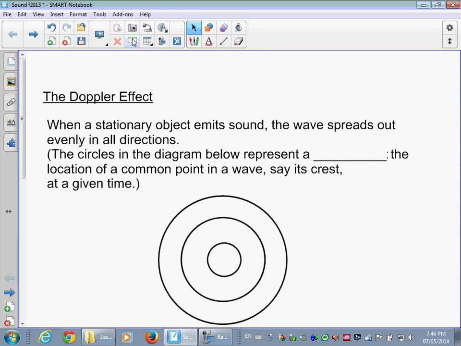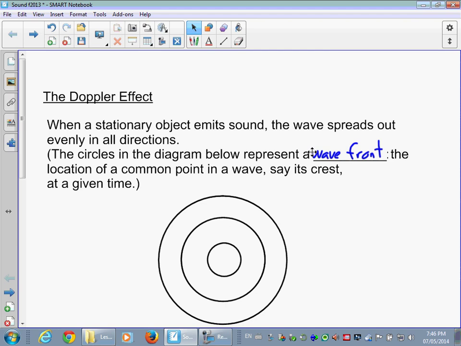When a stationary object emits sound, the waves just go away from where the object is emitting. So you get these nice concentric circles like we've drawn there. Each line in a circle represents what we call a wave front. A wave front is a kind of graphical representation of all the points in a wave that are the same point, like say all crests or all troughs. I like to use crests, doesn't really matter what you use.